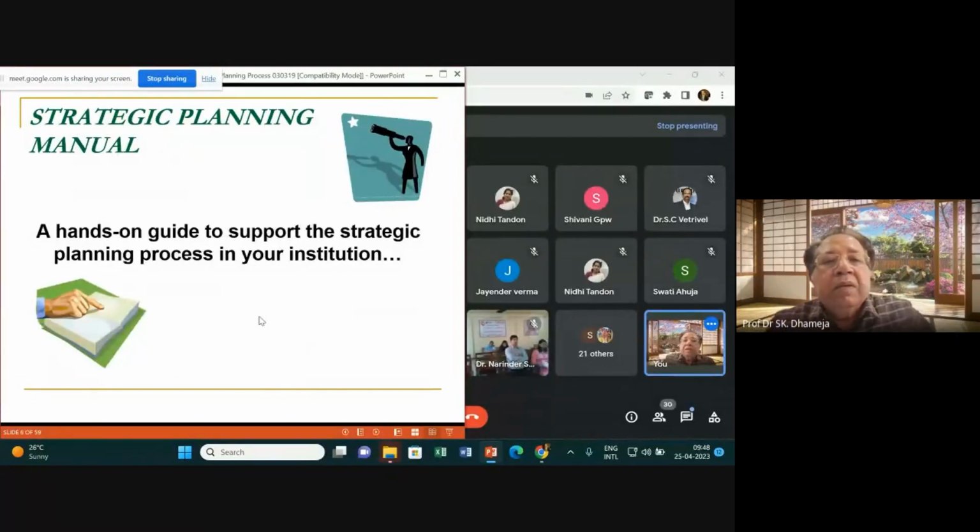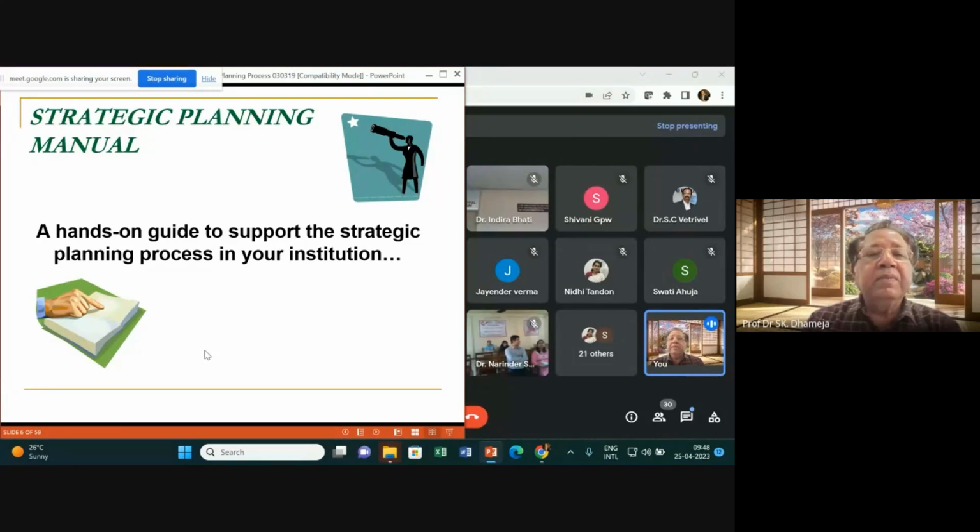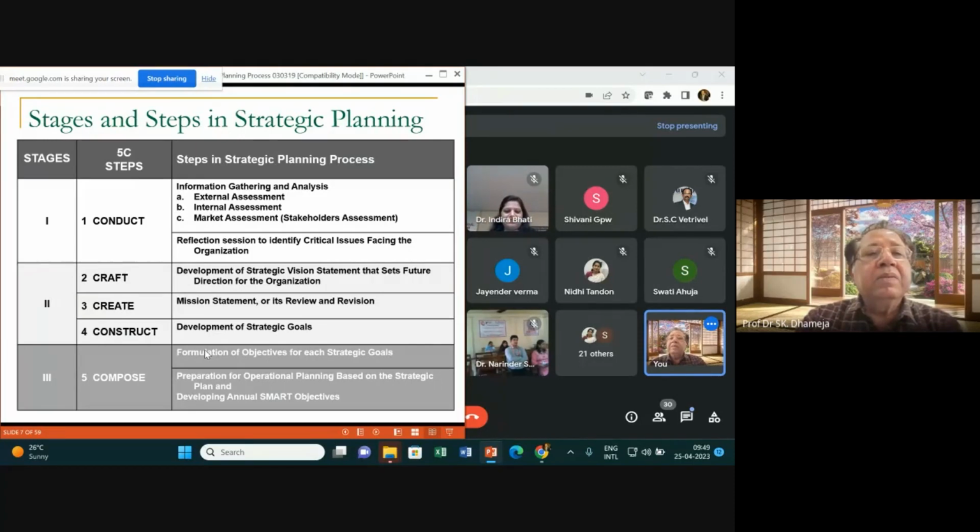Now we will have a sort of a hands-on guide. In fact, when we do this program in an offline mode, it is more of a workshop rather than a training program, because we guide the participants to do all these things. So let us have a hands-on guide to support the strategic planning process of your institution. First, let us discuss the stages and the steps in the strategic planning. So there are three stages, which we had discussed the last time also.